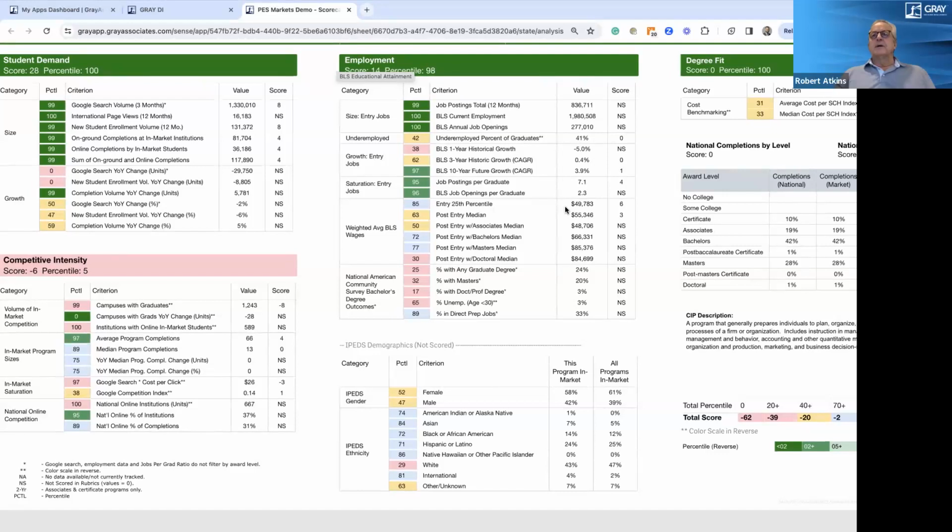One thing I find interesting about this program, it's one of the very few that is pretty demographically neutral. Still a little skewed female to male. Used to be the other way around, by the way, not so long ago. And all the other demographics are about the same for the program as they are for the overall market. So it's a good general program that tends to attract all sorts of different students.